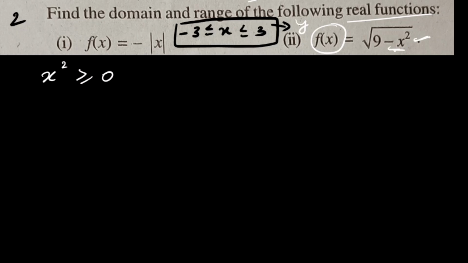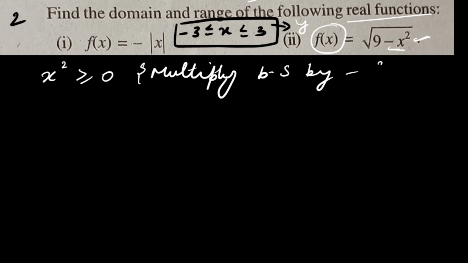Here, what do I need? Minus x square. So I'll multiply both sides by a minus sign. Just now I told you, whenever we multiply both sides of an inequality by a minus sign, the sign of the inequality will reverse. So it becomes minus x square less than or equal to minus 0, which means 0 only.